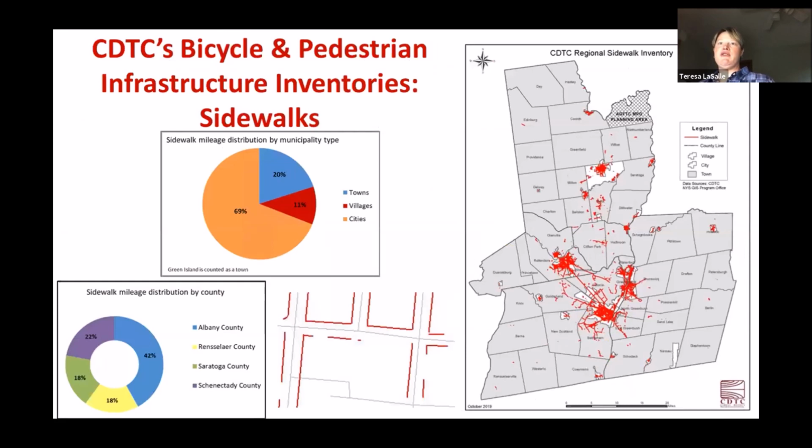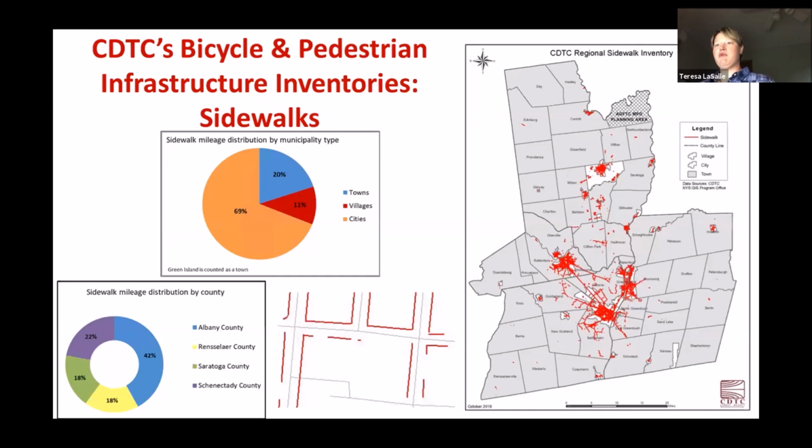Okay, so now I'll talk about our bicycle and pedestrian infrastructure inventories. This is a little more extensive than the pavement stuff. So our most extensive inventory is our regional sidewalk inventory. There are over 1,200 miles of sidewalk infrastructure within our 4-county planning area. This project first began as a pilot project back in 2014. We had interns collect the presence and absence data for sidewalks and crosswalks within the city of Saratoga Springs.